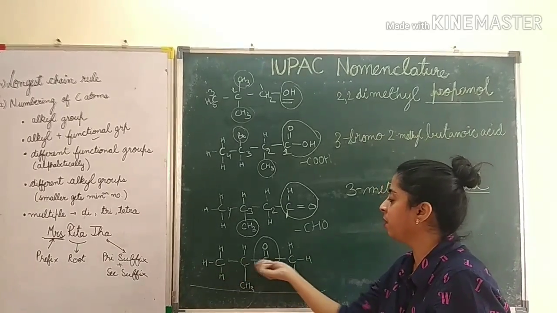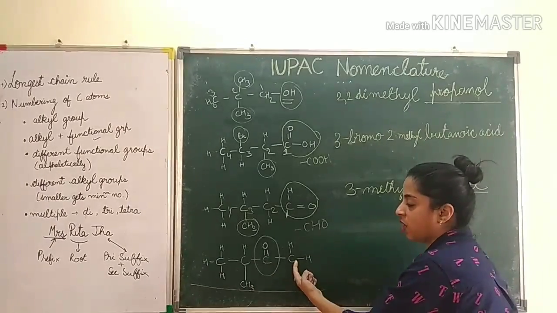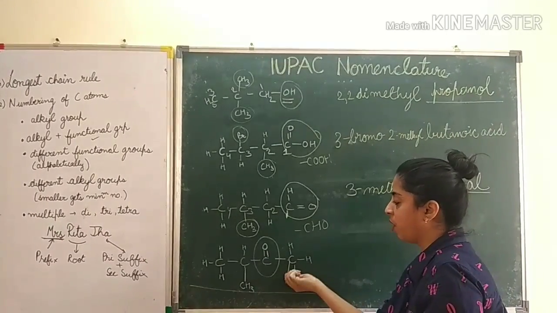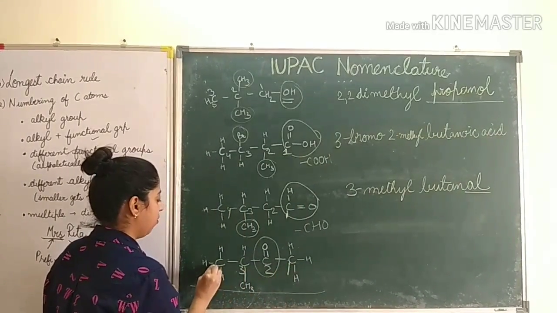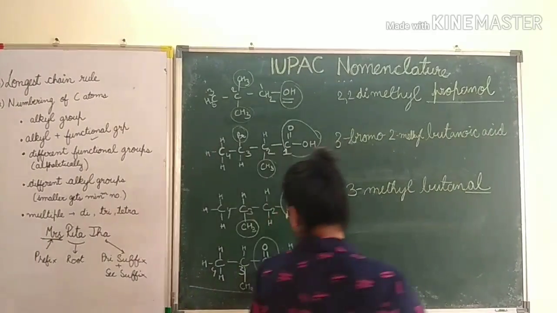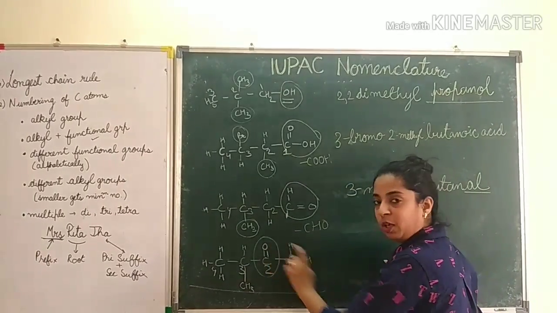If I start numbering from here, this will get 3, 1, 2 and 3. So I have to start numbering from here. So it will be 1, this is 1, 2, 3 and 4. So at 2 position there is ketone. Okay, so ketone का minimum possible 2 ही होता है.